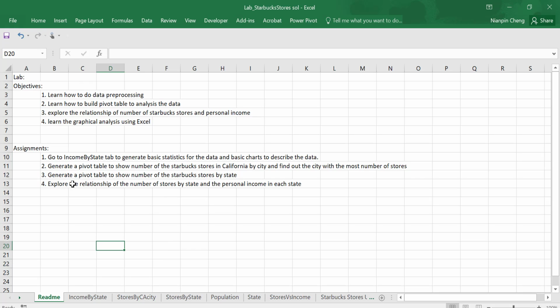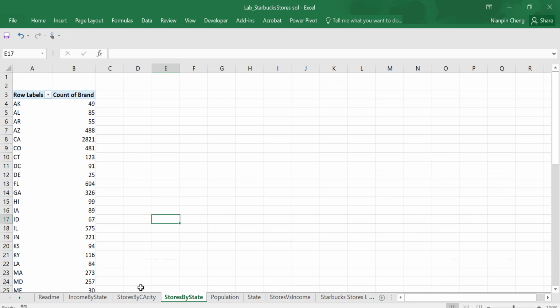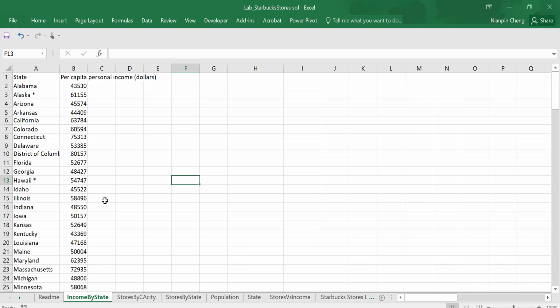So part 3 talks about the relationship of two variables. The first one we already have. That's the store by state. Another one, income by state. We already have this personal income by state. So we need to put the two variables, two columns of data together. But there is a problem.